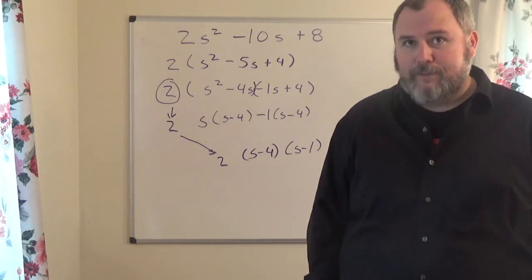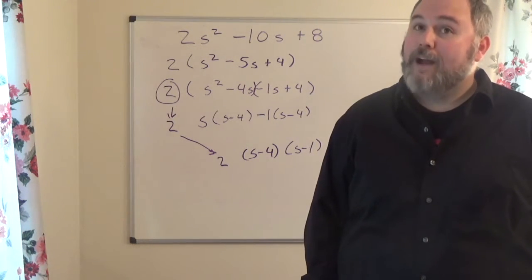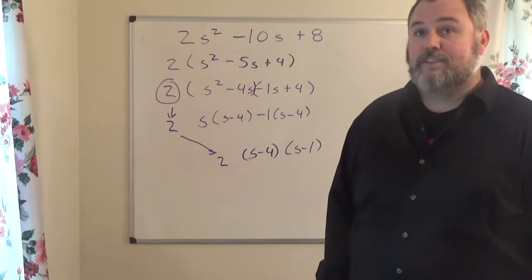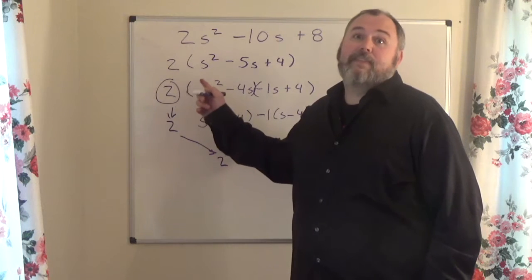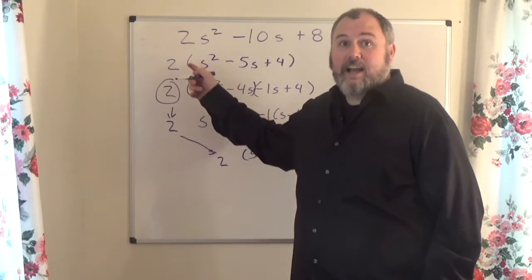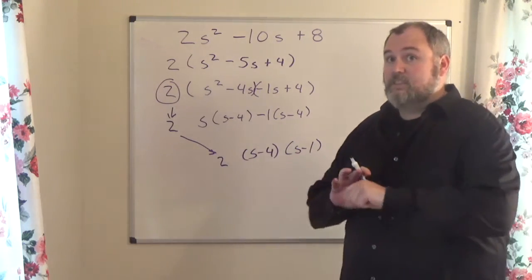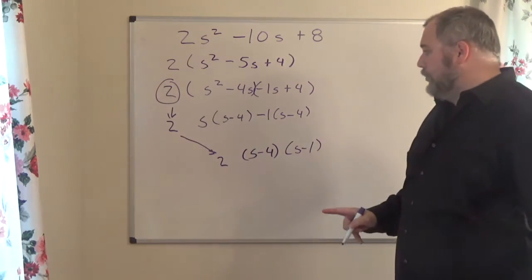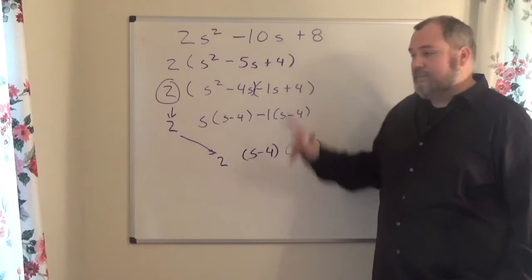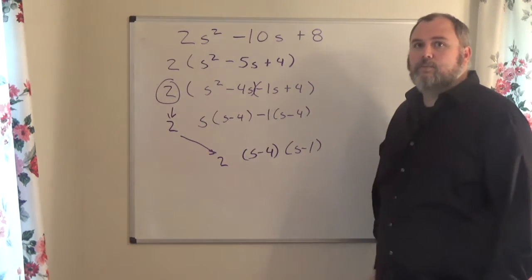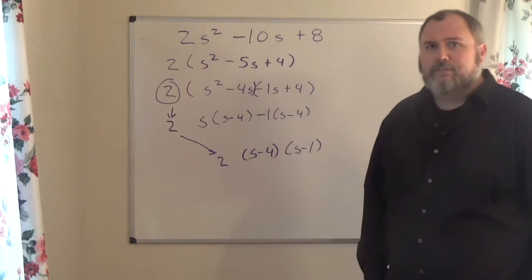And because you stopped writing it, you probably forgot to put it in your final answer. That is a very common mistake. So don't forget that first thing, that greatest common factor, it's still going to be in your final answer. It's not going to just go away. So ultimately, when we factor this out, it's going to be 2 times (s minus 4) times (s minus 1). Can we prove this again?